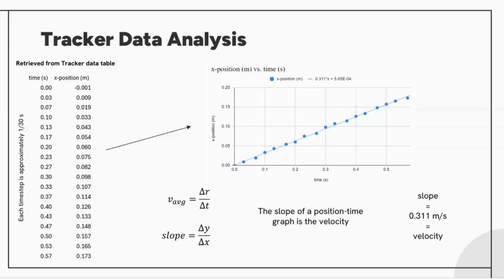And then I generated a graph from this and found the slope, because from these equations you can see that the slope of a position-time graph is going to give you the velocity. And I got a velocity of 0.311 from the line of best fit of this graph.